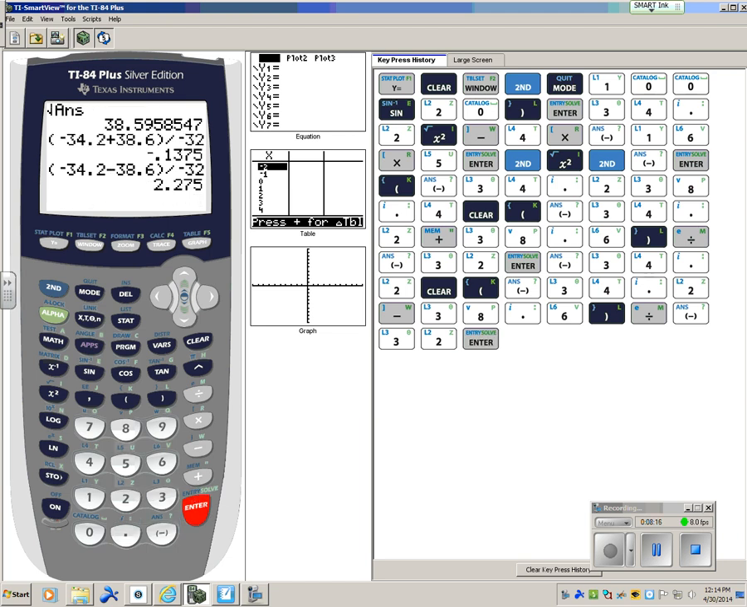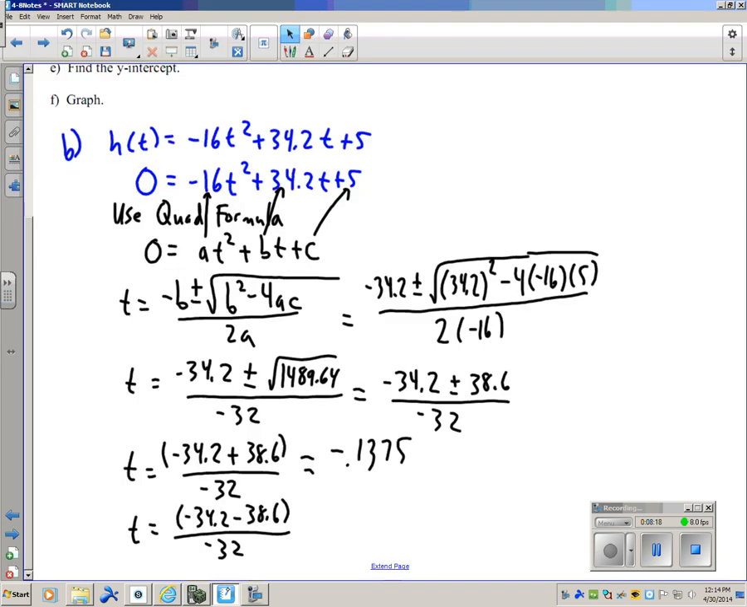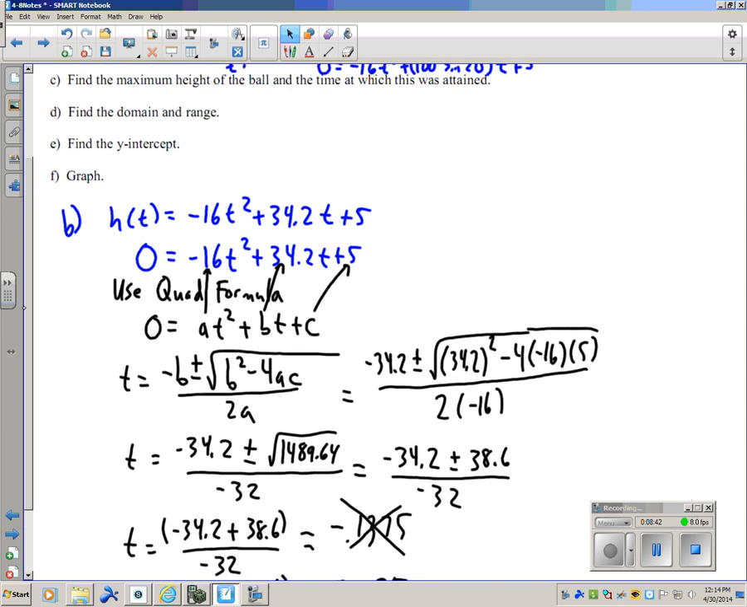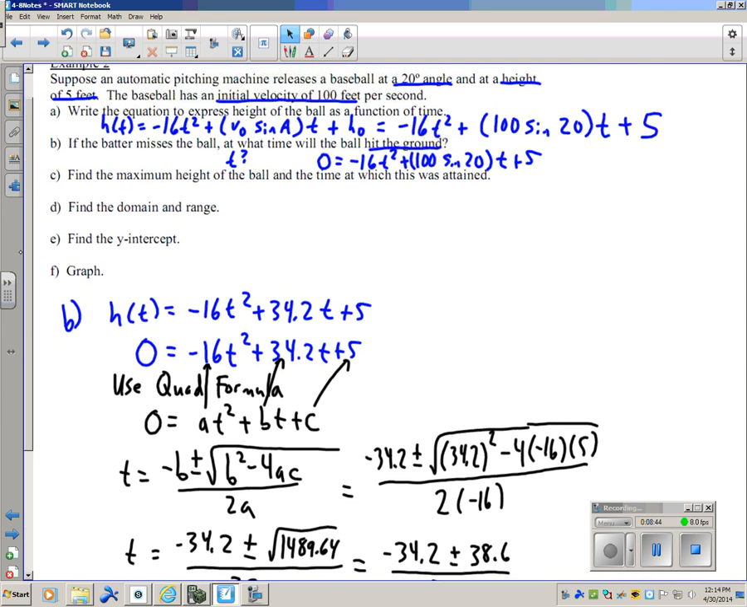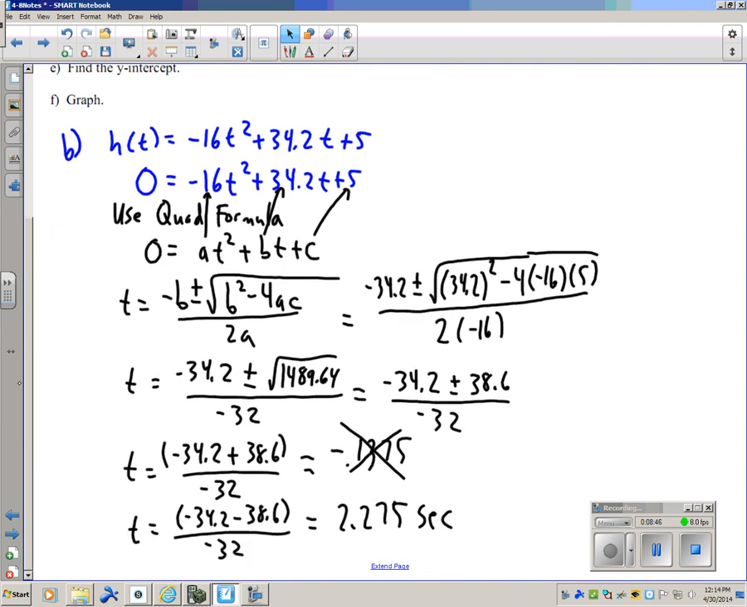And I'm getting 2.275. Now we're talking about time. Can the ball hit the ground after negative 0.1375 seconds? No. Because you can't have a negative time, so I'm going to cross that one out. And basically this is going to be our solution there, 2.275 seconds. So that's our part B there.